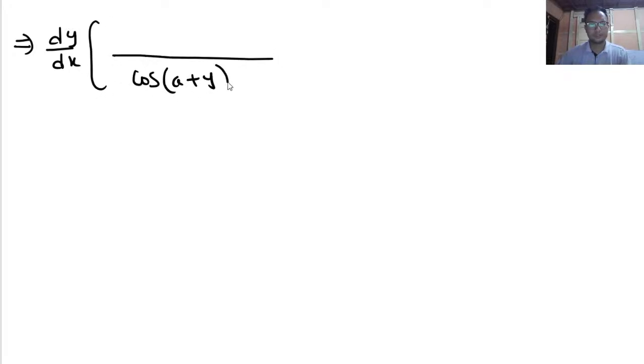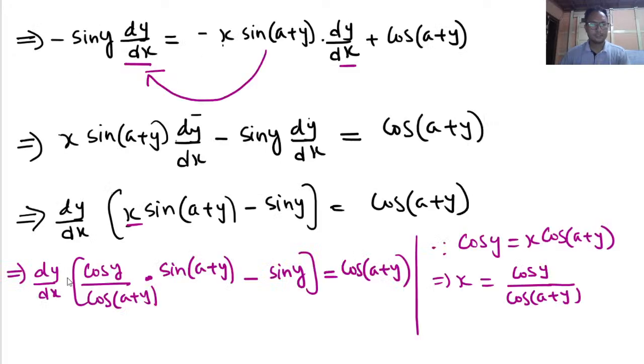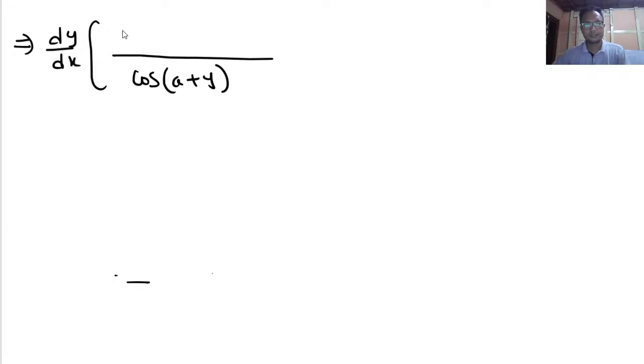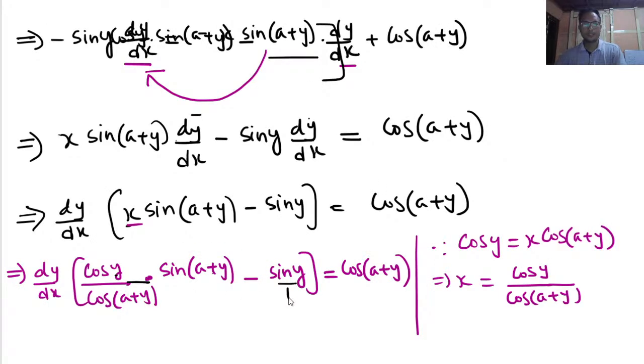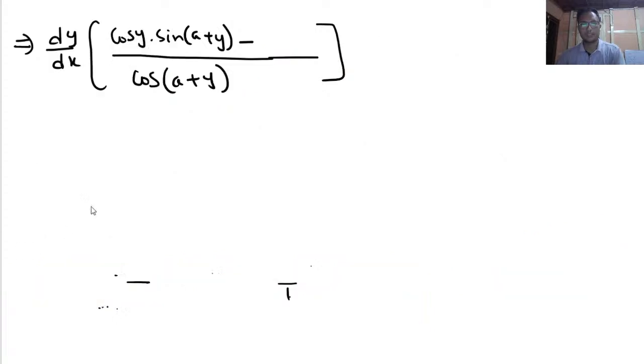So what we have now? We are having dy by dx into cos a plus y. Okay, cos y into sine a plus y minus sin y into cos of a plus y.